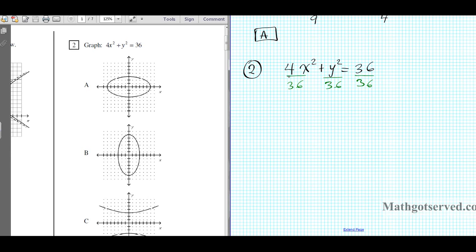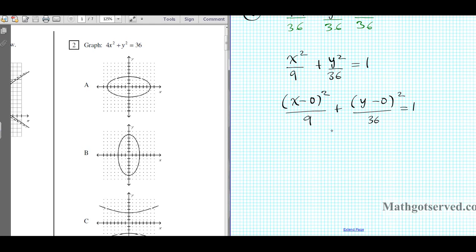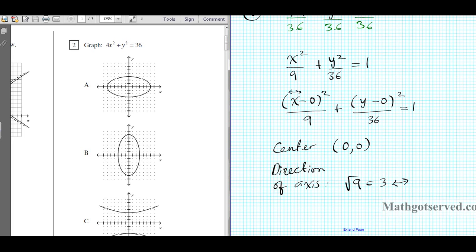All right, so 4 goes into 36 9 times, so we have x squared over 9 plus y squared over 36 equals 1. Now, since there's no number next to the x, we can write this as x minus 0 squared over 9 plus y minus 0 squared over 36 equals 1. So what does this information tell us about the ellipse? Well, it tells us that the center is 0, comma 0, and then for the direction of the axes, the square root of 9 equals 3, and that's going to be side to side because it's under the x. And the square root of 36 is 6 up and down because that's under the y.